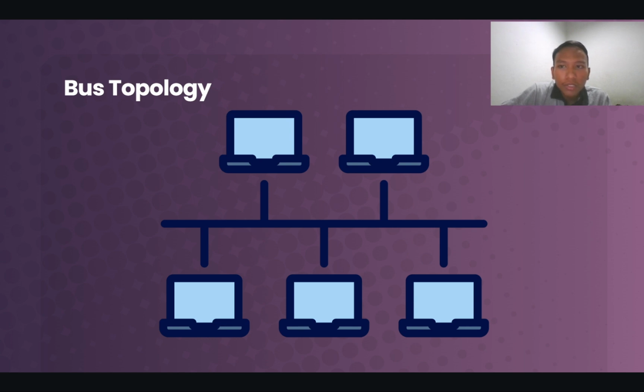The first one is bus topology. In bus topology, all devices are connected using one main communication cable, like this one straight in the middle. This topology is simple and inexpensive because it requires less cable compared to other topologies. However, bus topology also has several limitations. If the main cable has problems, communication inside the network can be disrupted.